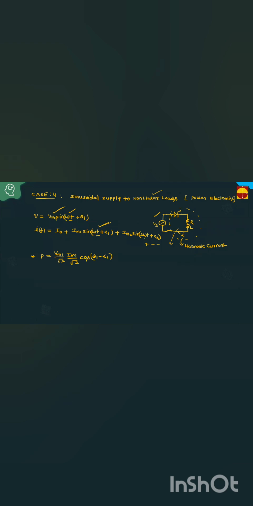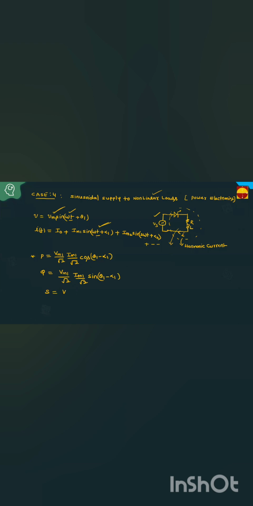Even though sin 2 omega t is there in the current, sin 2 omega t is not present in the voltage. Sir, how can you get this formula? You multiply these two, integrate and substitute the limits. Finally, the remaining terms become 0. Then what is Q? Vm1 by root 2, Im1 by root 2, the power is due to only the fundamental component here, sin of theta 1 minus alpha 1.